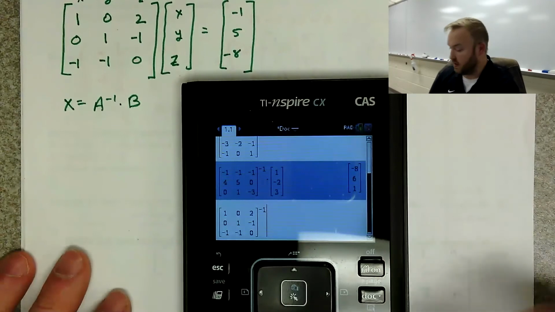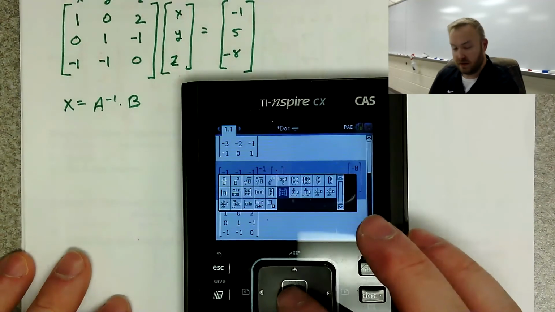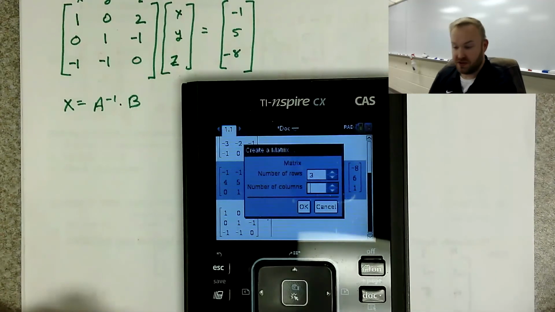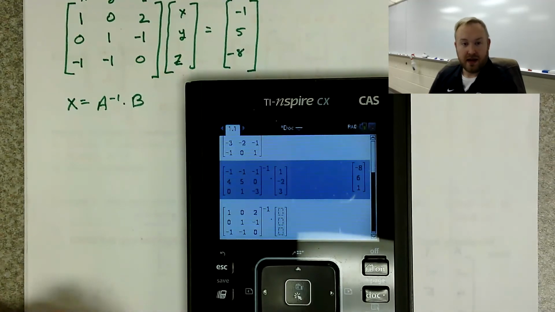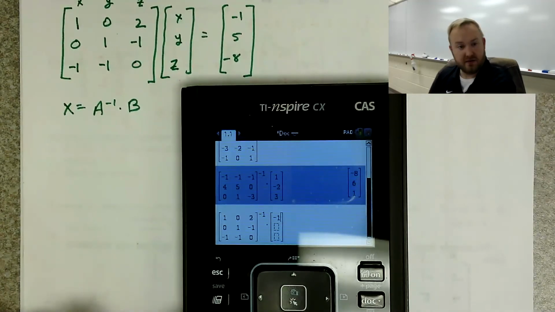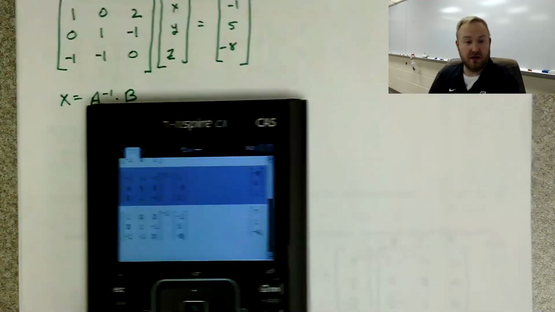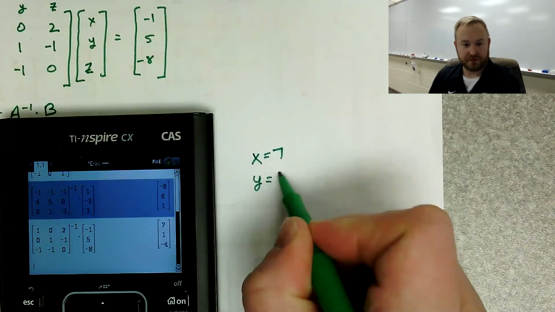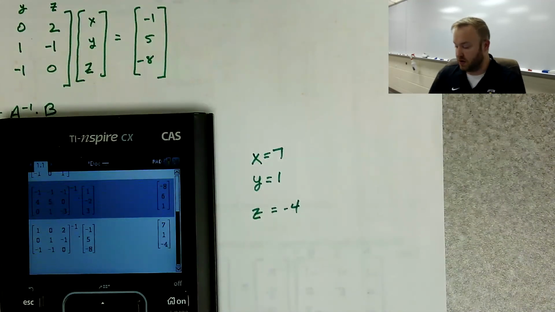Multiply that by, hit my matrix button, choose the 3 by 3 matrix, tab. This time, change the number of columns to 1, hit Tab and Enter, and I'll type in matrix B, which is -1, 5, and -8. Hit Enter, and I get my final solution, which is that X is equal to 7, Y is equal to 1, and Z is equal to -4.